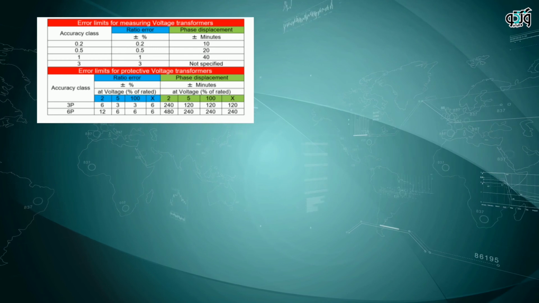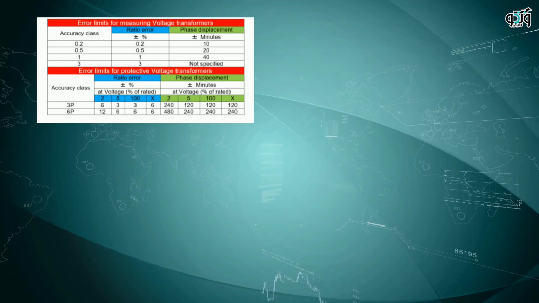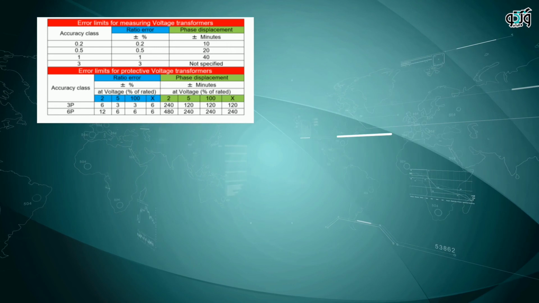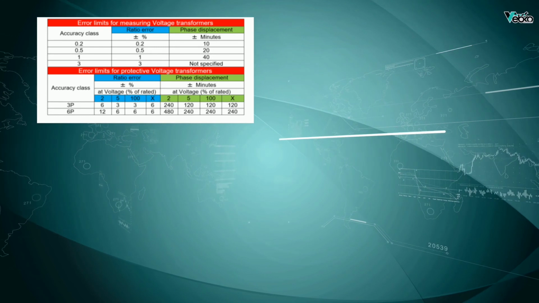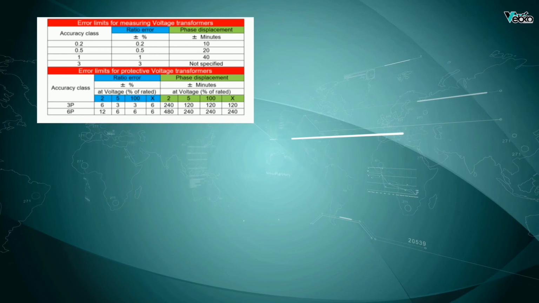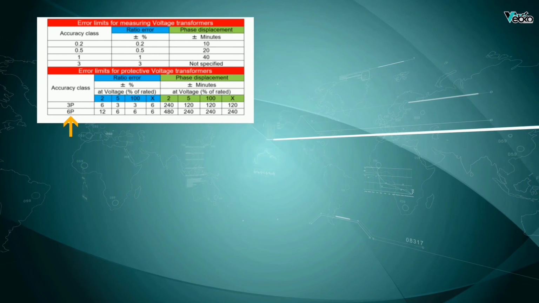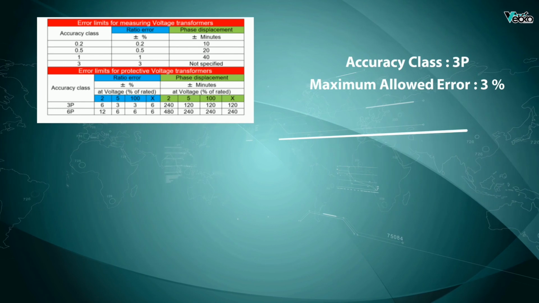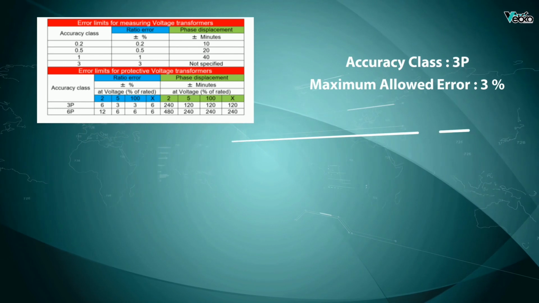According to the maximum allowed error percentage, the accuracy class of protection CVTs is considered to be from 5% of the nominal voltage to a coefficient of the nominal voltage, and after its value, the letter P is used. 3P and 6P are the standard accuracy classes for protection CVTs. For example, 3P accuracy class means that the maximum allowed error is 3%.